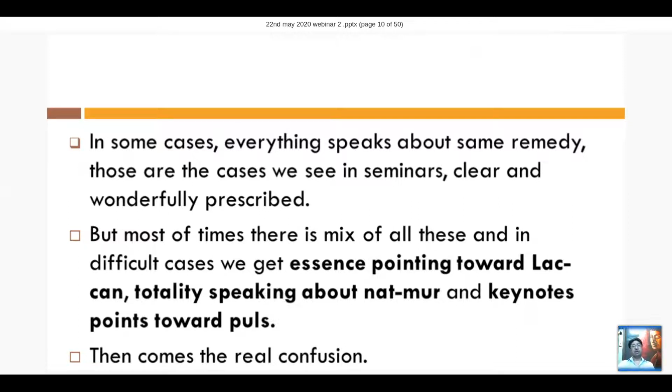But most of the time, there is a mix of these. For example, we have an essence of some other remedy, pointing toward Lac caninum. Then we put some rubrics. Then the totality comes, which is speaking about Natrum muriaticum. And then there are keynotes which are pointing to Pulsatilla. Then comes the real confusion. Which remedy to prescribe? Which information do we have to trust in that case?